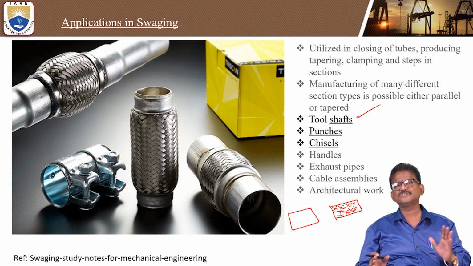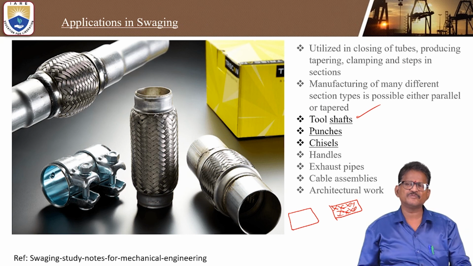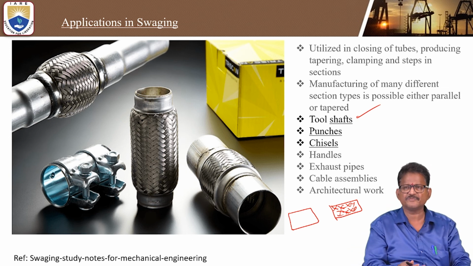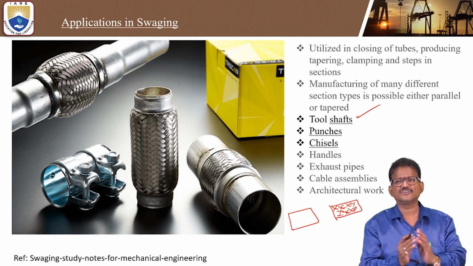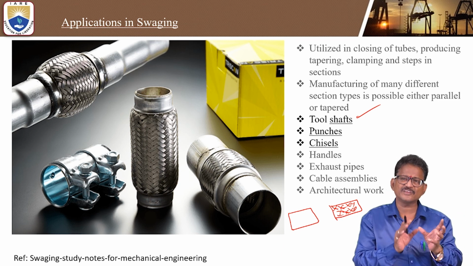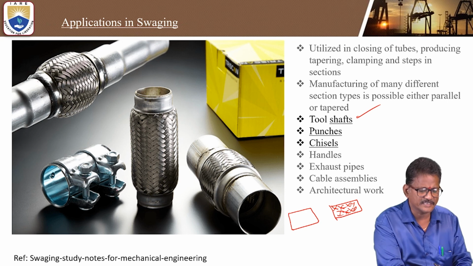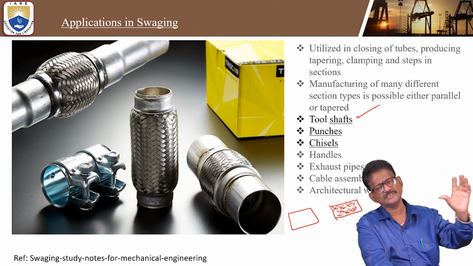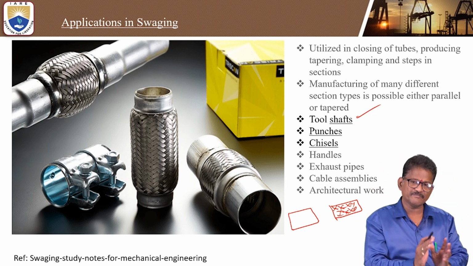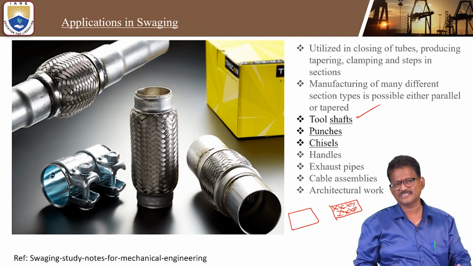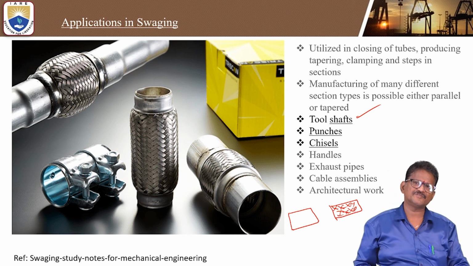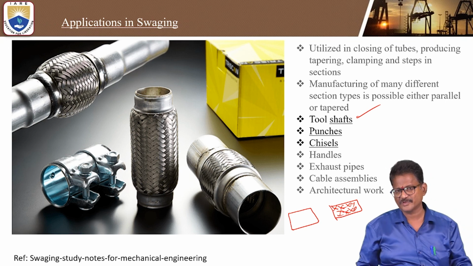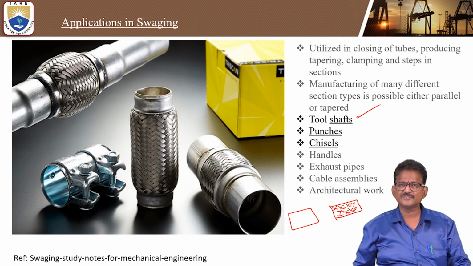So finally, the applications of swaging are most probably tool shafts, some punches, chisels. Chisels are used to remove material. Also handles, exhaust pipes, some cable assemblies, and architectural work. You can see how architecturally designed bolts can be fitted together easily, and the outside appearance is also good architectural work, so that it will be attractive. That is why this type of process is preferred and widely used in automobile and aeronautical applications also, okay. This is about the applications.